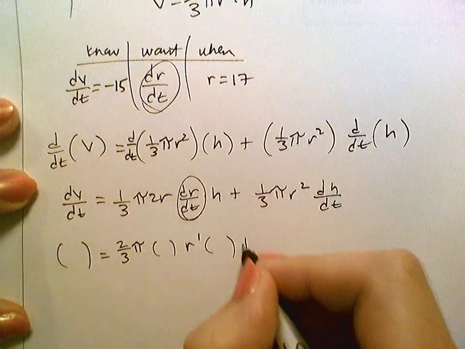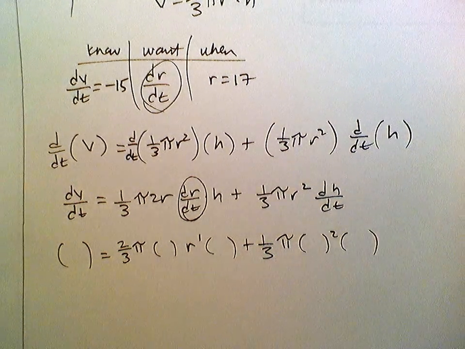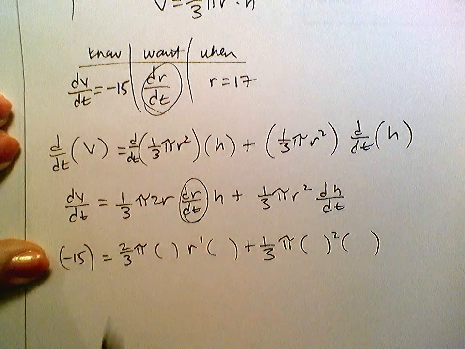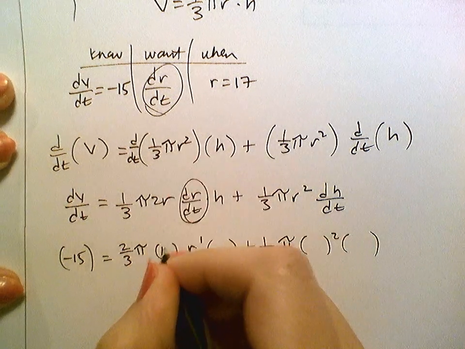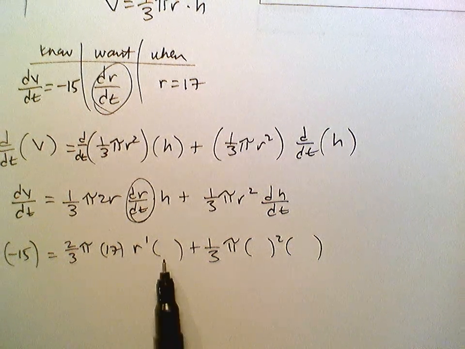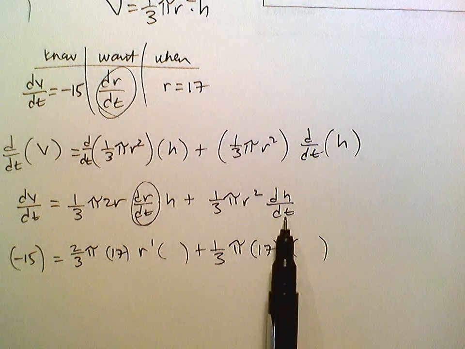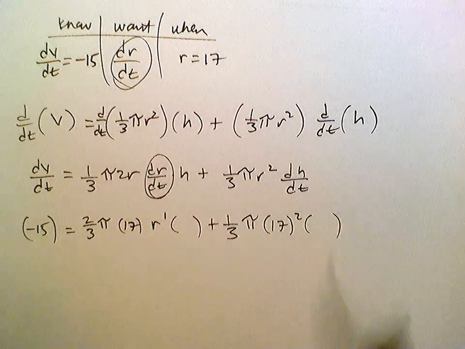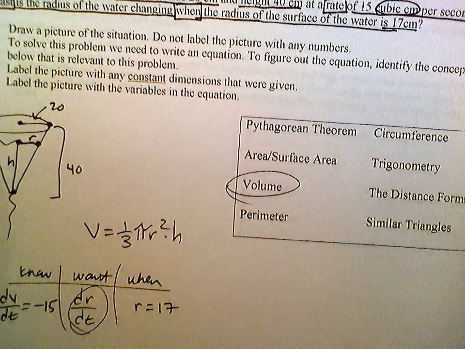H, I don't know yet. Blank squared blank. Okay, so do I know dV/dt? Yes, it's -15. Do I know r? Yes, it's 17 at this moment, not always. Do I know h? No. Do I know r? Yes. Do I know dh/dt or h prime? No, I don't. So if you have some blanks that you can't fill in, then you've got to go back to your original picture and use another formula.